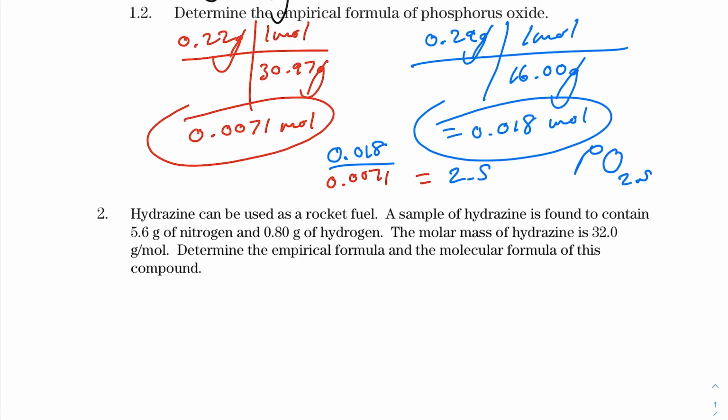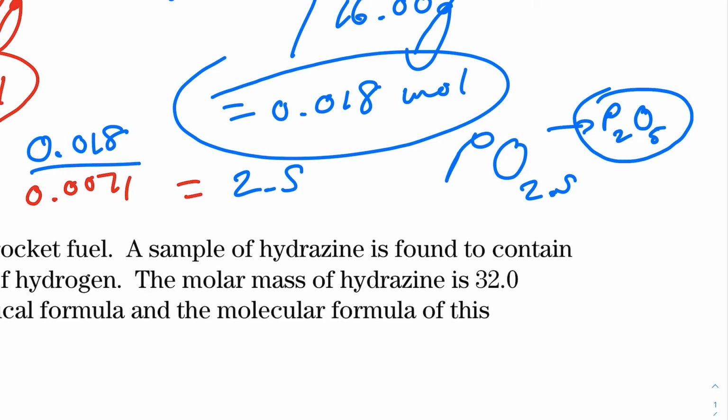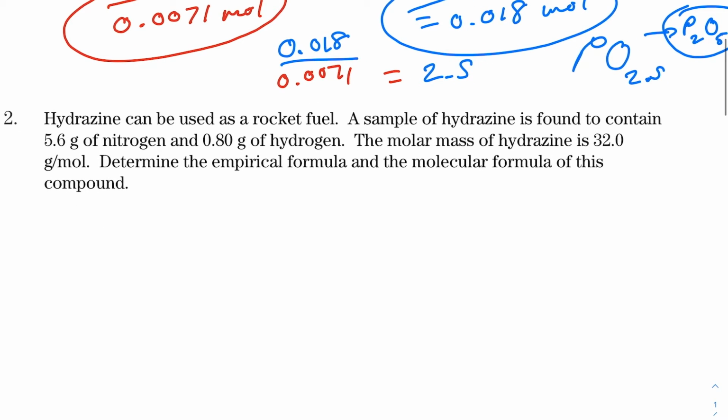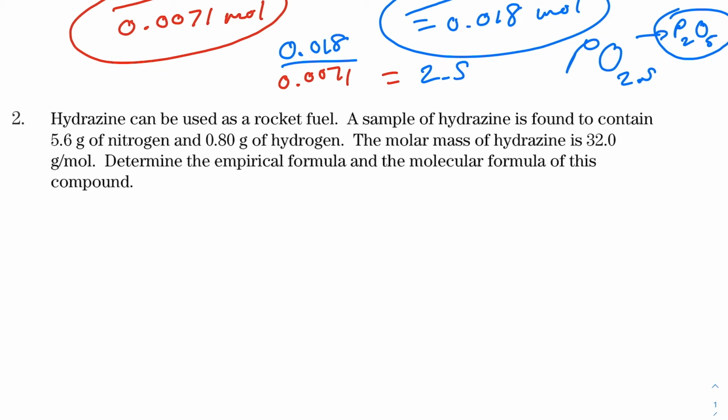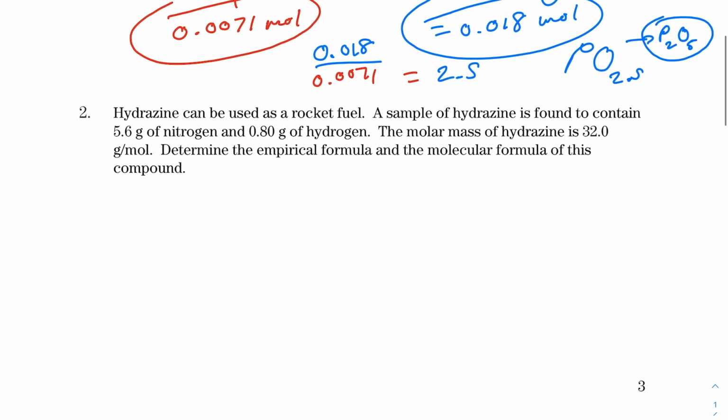And we can't round 2.5 up to 3. That's too much. So we can preserve the ratio by just doubling everything up. So the PO 2.5 becomes P2O5. And there's our empirical formula. Number 2, hydrazine can be used as a rocket fuel. A sample of hydrazine is found to contain 5.6 grams of nitrogen and 0.8 grams of hydrogen. The molar mass of hydrazine is 32.0 grams per mole. Determine the empirical formula and the molecular formula.